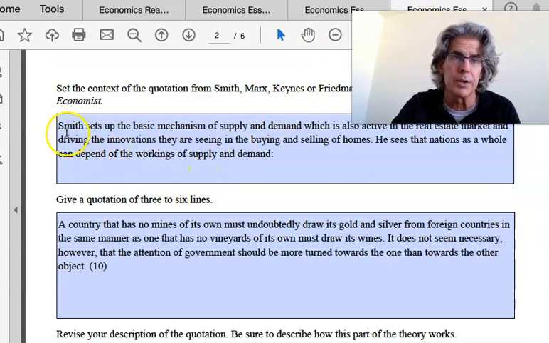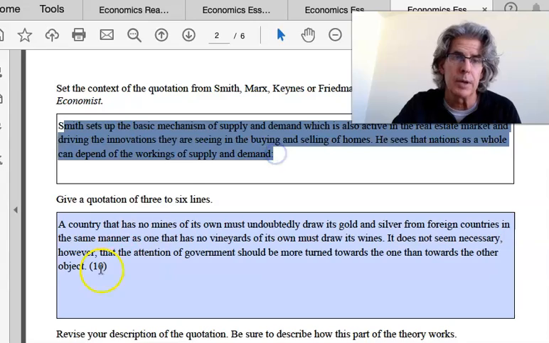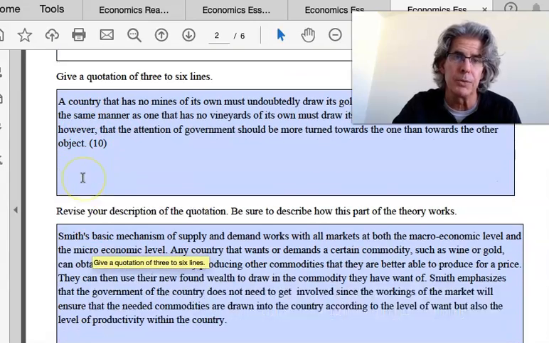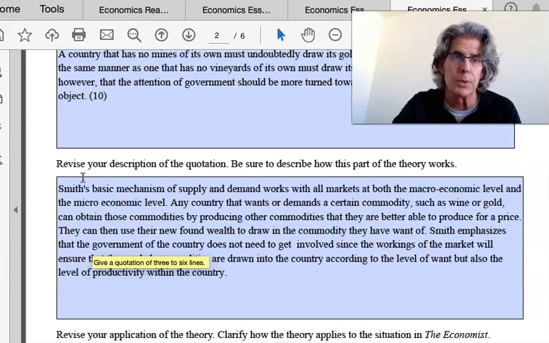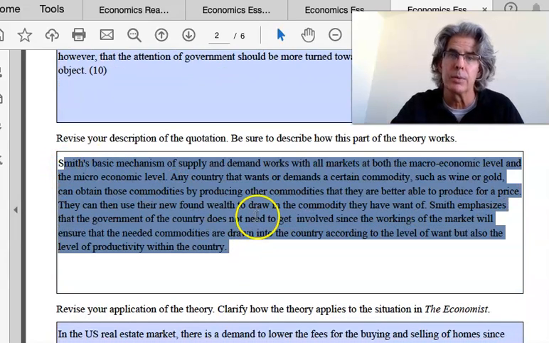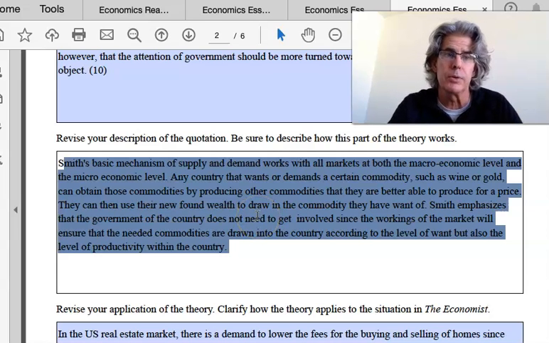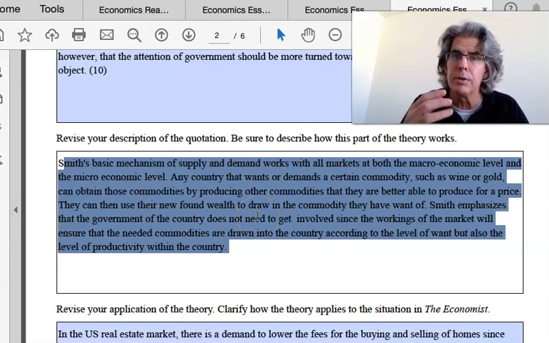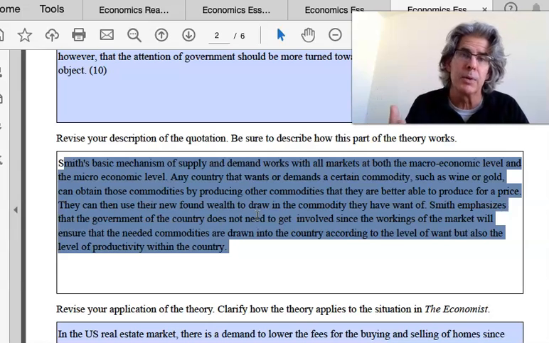I've set the context up. I just copied and pasted the quotation, and I then revised this, okay? And I want to show you the earlier draft and this draft. You're going to see they're not radically different, but the second one, this middle one, is just a little bit better.